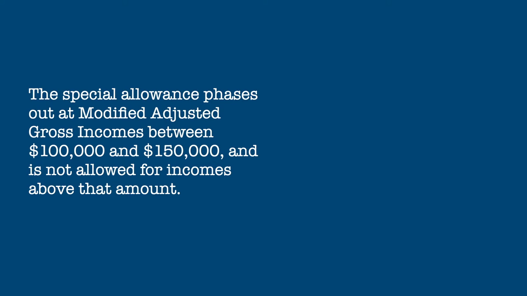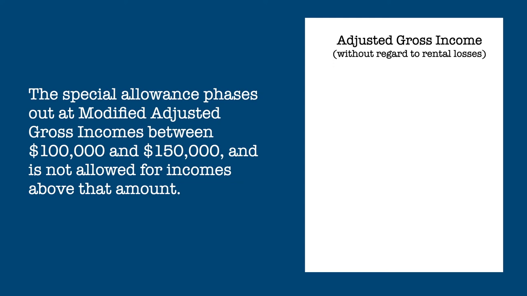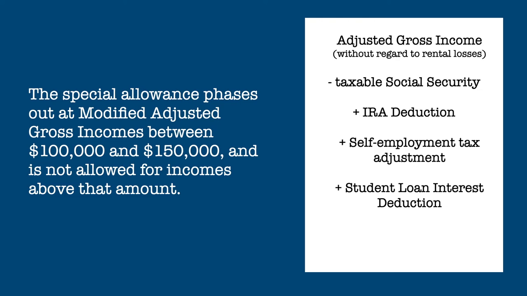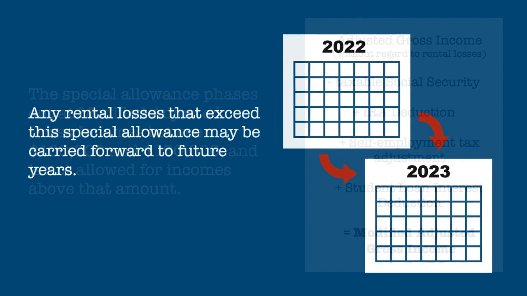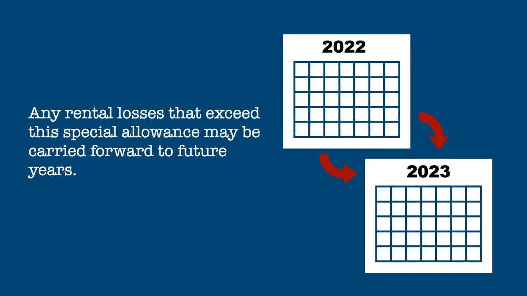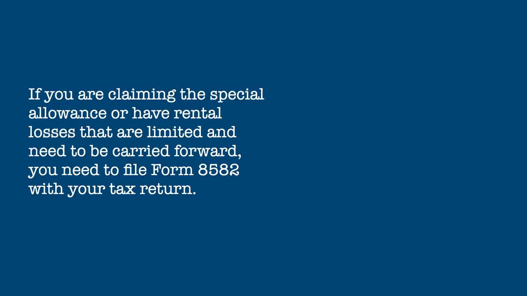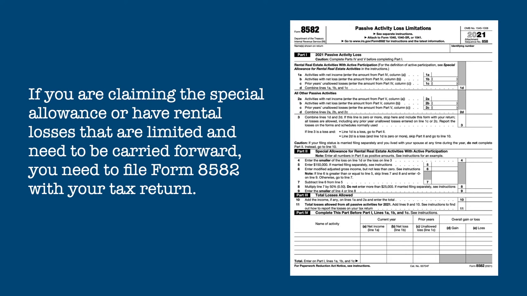In this case, your modified adjusted gross income is your adjusted gross income without considering any passive activity loss, less any taxable Social Security, plus any IRA deduction, self-employment tax adjustment, or student loan interest adjustment. Any rental losses that exceed this special allowance may be carried forward to future years as described earlier. If you're claiming the special allowance or have rental losses that are limited and need to be carried forward, you need to file Form 8582 with your tax return. This form and its accompanying worksheets can be quite complex and is definitely a story for another time.